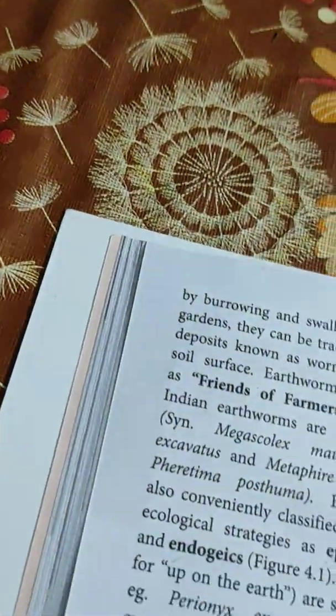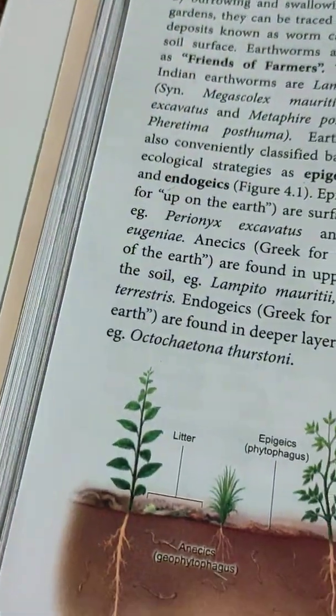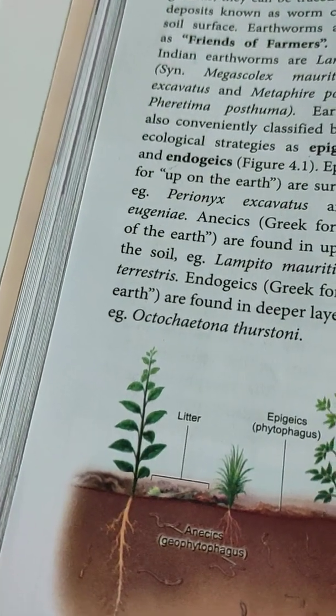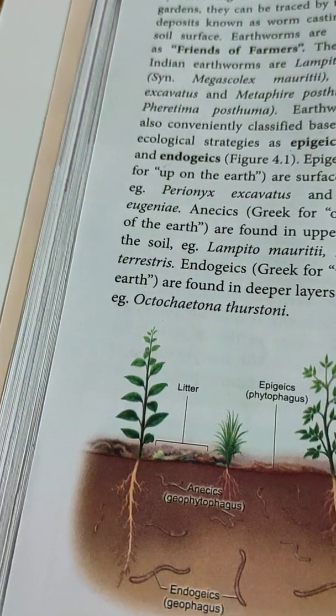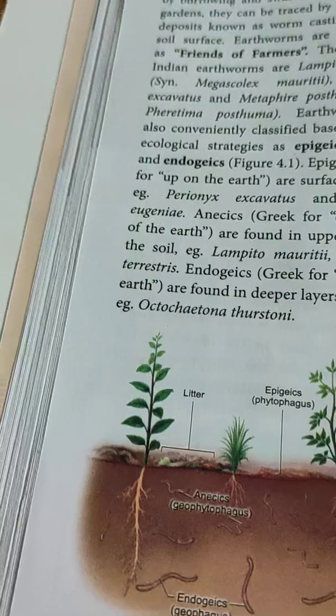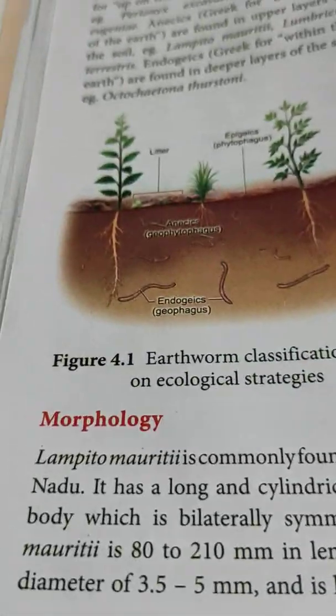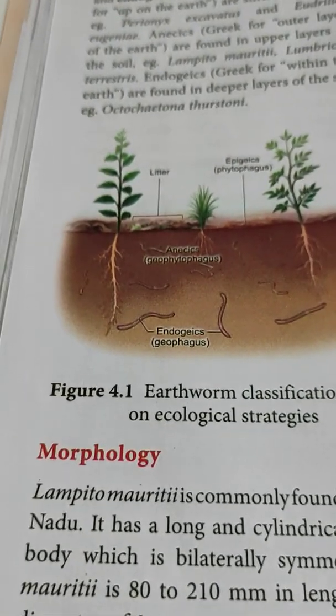Now the next one, that is the habit and habitat. Now the next part we are going to discuss is the morphology. I told you externally how they look, that we are going to discuss. Lampito mauritii is commonly found in Tamil Nadu.